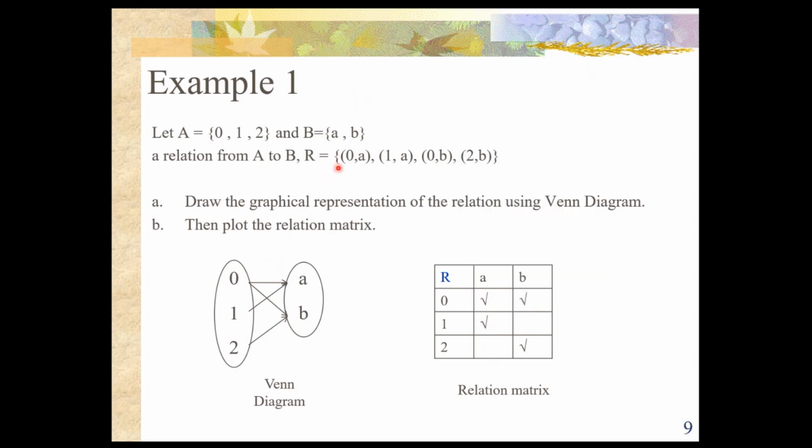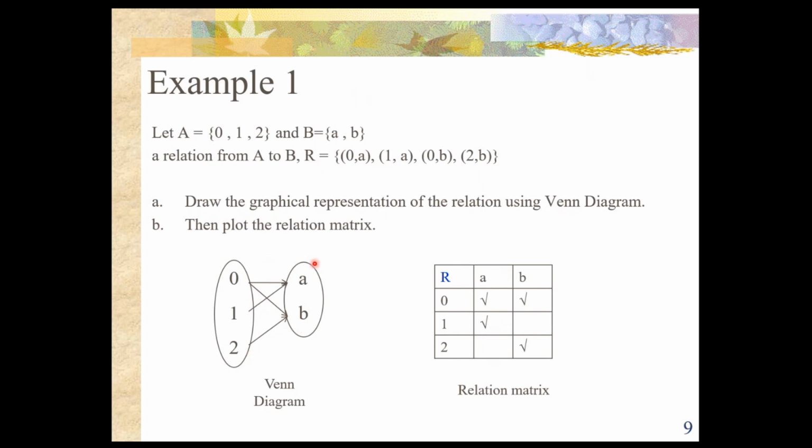Okay, so here it's giving you ordered pairs linking elements from A to B. And there are 4 connections here, as you can see: 1, 2, 3, 4, as seen in the relation set. So the question asks you to draw the graphical representation of the relation using a Venn diagram. What you do is use this information: draw the Venn diagram of set A, and then draw the Venn diagram of set B, and then use the information on the relation R here to draw the lines. 0 to A, 1 to A, 0 to B, 2 to B.